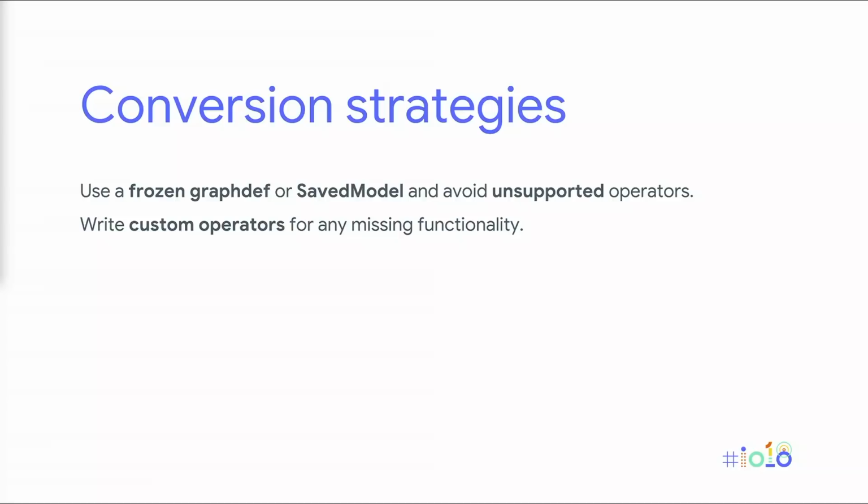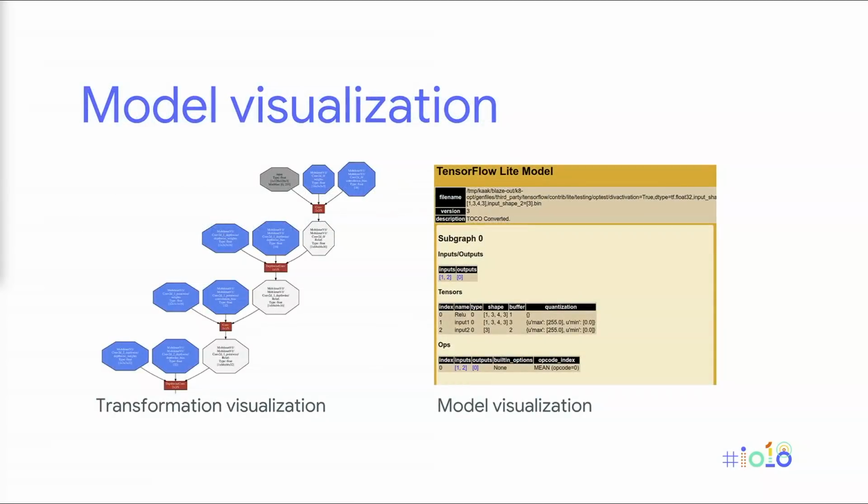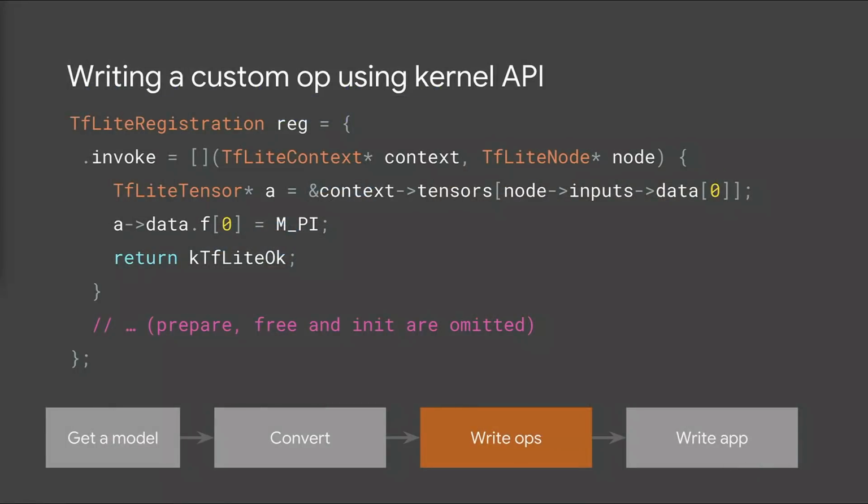And now I'll go into a little bit of an example of doing that. Well, before that, let me tell you one more thing, which is we also have some visualizers that let you understand the model that you've transformed and the transformation process. So take a look at those. They're linked off of the documentation. So let's get into writing a custom op.